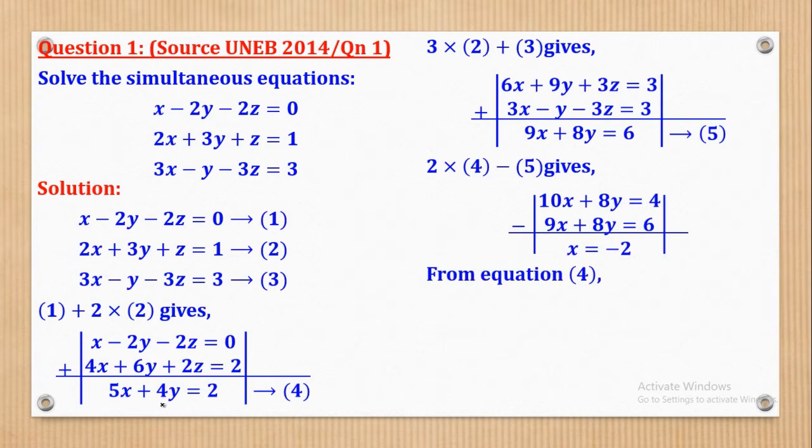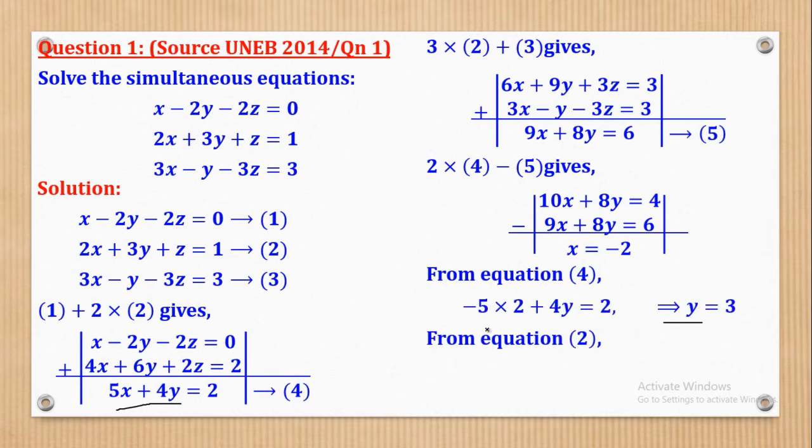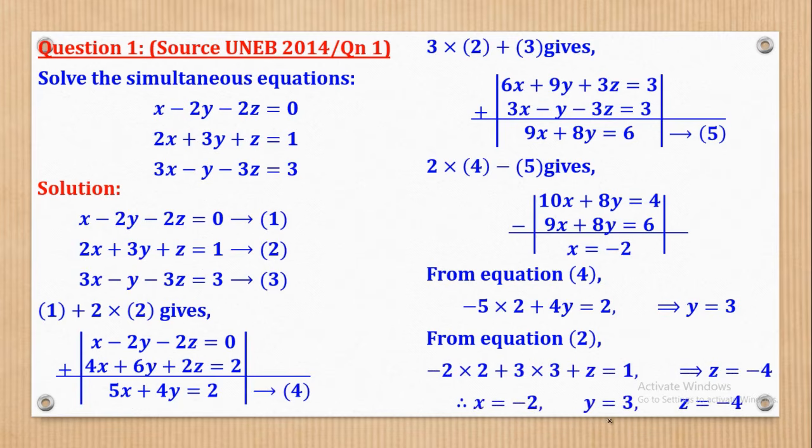Then from equation 4, we can substitute x and be able to come up with the value of y. So y will be equal to 3. Then from equation 2, we can substitute for x and y and come up with the value of z, and z will be negative 4. So in that case, we conclude that x is negative 2, y is 3, and z is negative 4. So basically, that is the elimination method. I think you have realized that's the same as the one for O level.